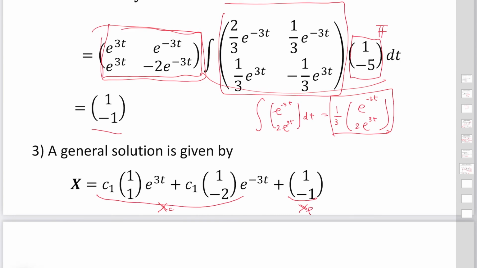Okay, so I explained two methods to find the particular solution. The first method is the undetermined coefficient method, and the second method is variation of parameters. So I explained how to solve systems of differential equations in these chapters. This is the end of this chapter.